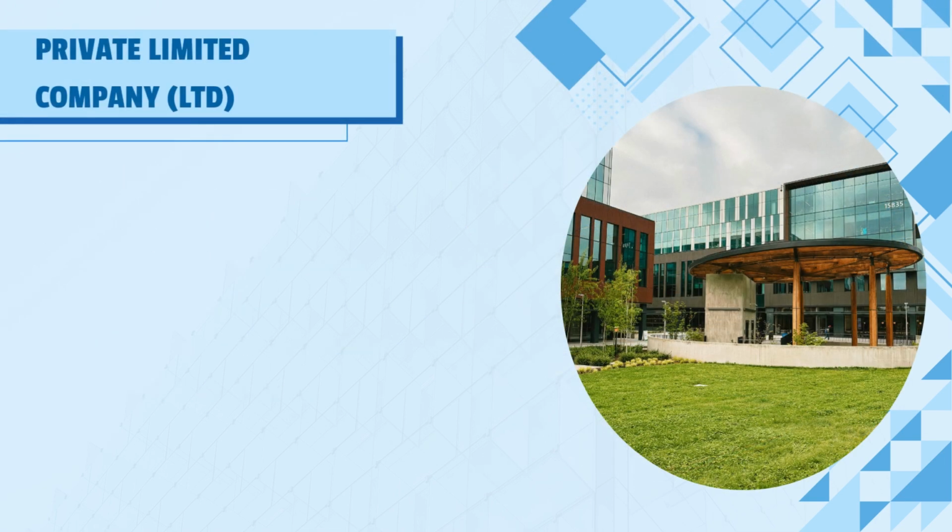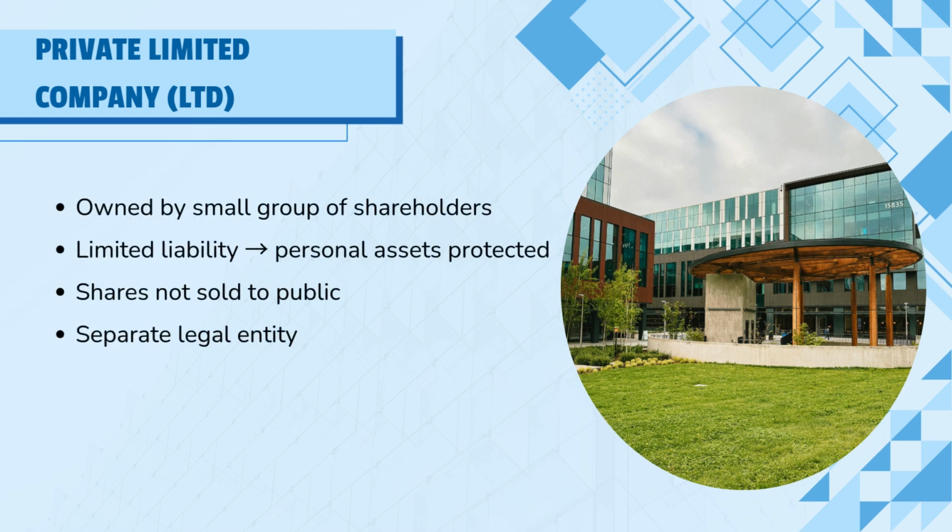A private limited company is owned by a small group of shareholders. One advantage is limited liability. Owners' personal assets are protected. The company is a separate legal entity from its owners, and shares are not sold to the public.